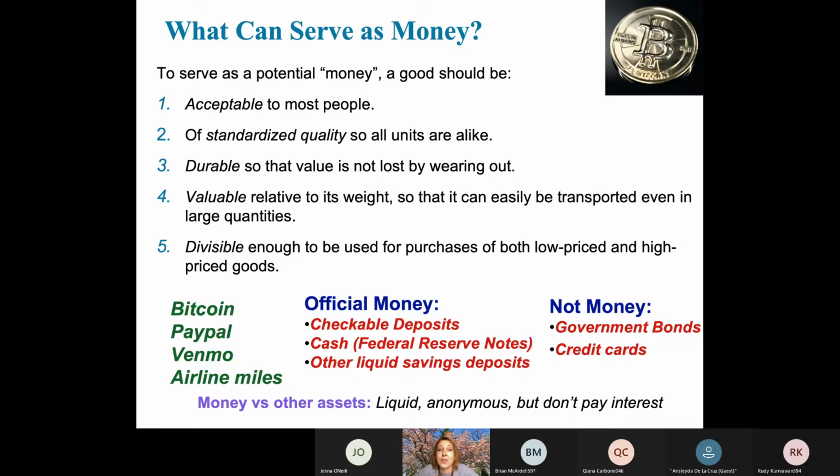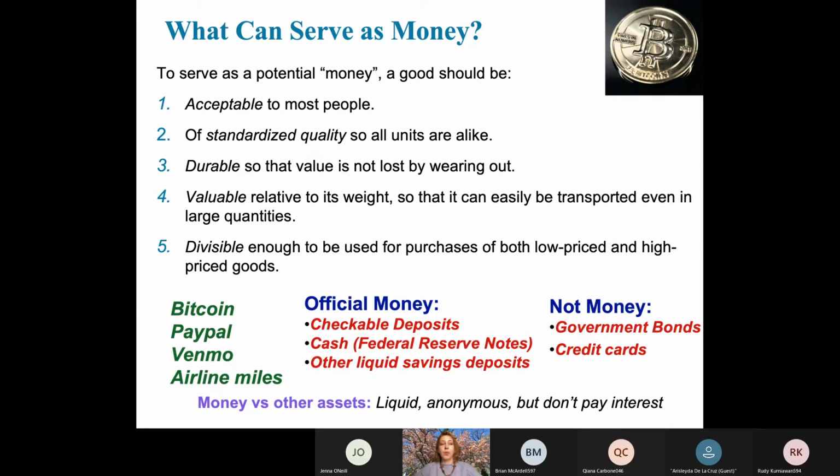So it needs to be divisible enough to be used for purchases of both low priced and high priced goods. So if I want to buy a smartphone, how many Bitcoins would it take? So here's what is a problem, right? Bitcoin is not as divisible as money. Therefore, it probably is not going to replace money so easily. But it's a good store of value. So many people believe that it's not going to lose value, but it's not as predictable either. Right? Its value jumps too much.